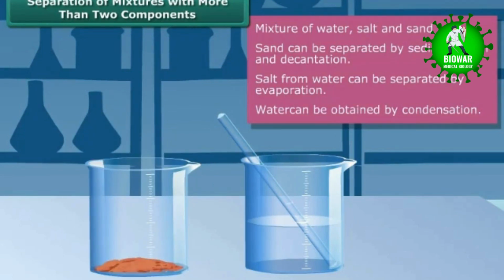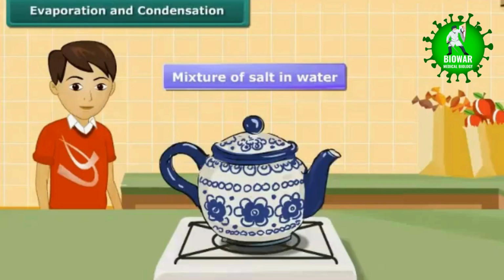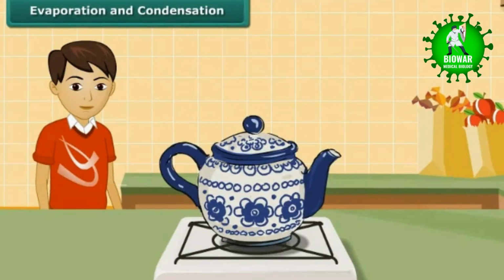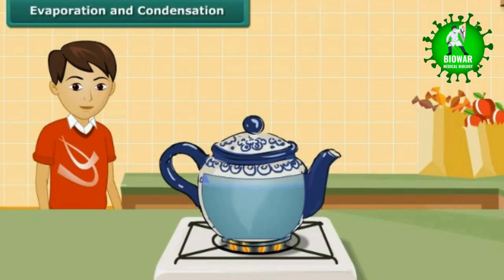Let us look what we mean by these two terms. When we have a mixture of salt in water to separate, we take the solution in a kettle and cover it with a lid. Now gently heat the kettle for some time. Heating transforms water into vapor that escapes from the spout of kettle.